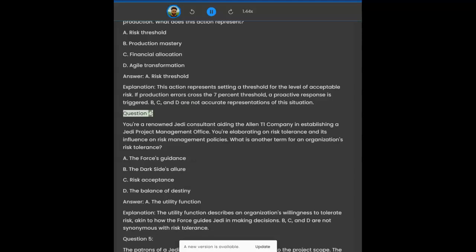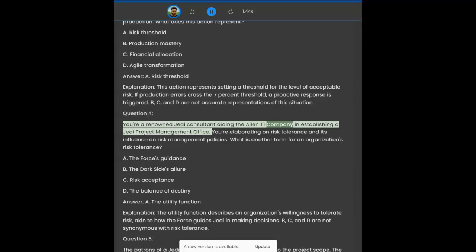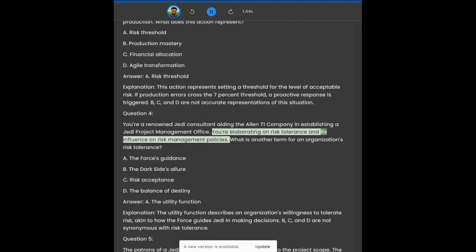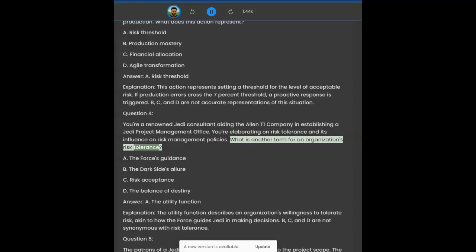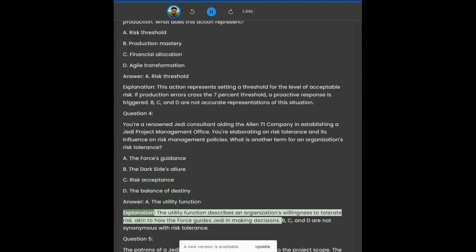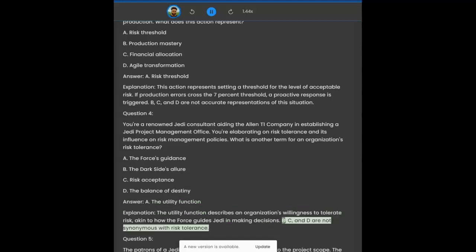Question 4. You're a renowned Jedi consultant aiding the Allen T1 Company in establishing a Jedi Project Management Office. You're elaborating on risk tolerance and its influence on risk management policies. What is another term for an organization's risk tolerance? A. The Force's guidance. B. The dark side's allure. C. Risk acceptance. D. The balance of destiny. Answer: A. The utility function. Explanation: the utility function describes an organization's willingness to tolerate risk, akin to how the Force guides Jedi in making decisions. B, C, and D are not synonymous with risk tolerance.